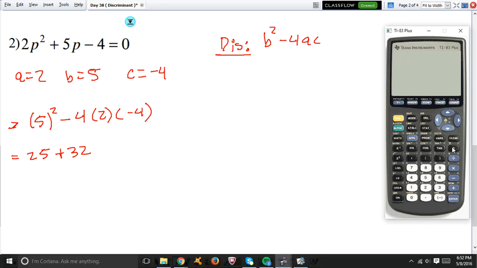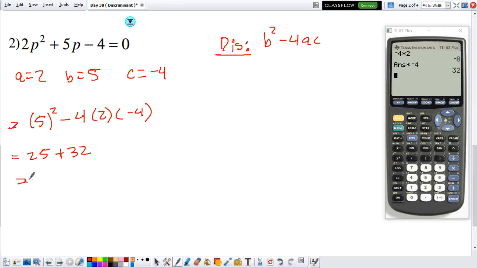Let's double check that: -4 times 2 times -4. Yes, positive 32. Now let's see, 32 plus 25, so that's 30, 50, 55, 57. Okay, so we got positive 57 now.